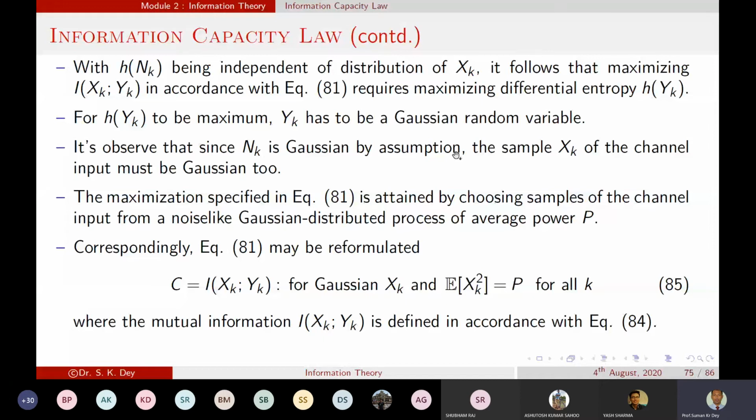So it is observed that correspondingly, if we place those terms in equation 81, we can write C equal to the mutual information for a Gaussian xk with E of xk square equal to P. That means you can find the information capacity by considering these two conditions, and definitely this is the mutual information.